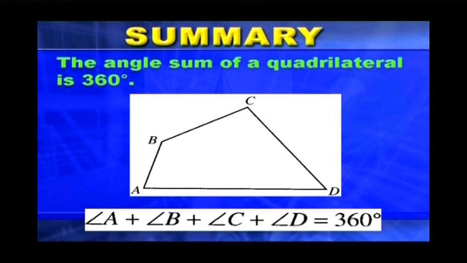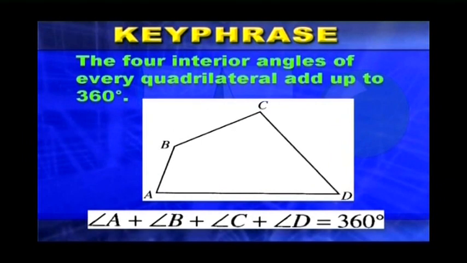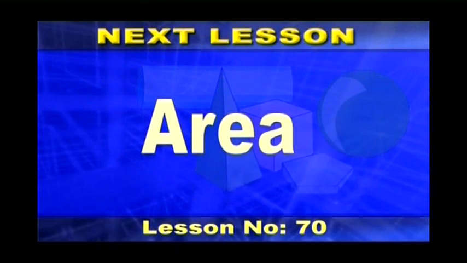With that, our key phrase for today's lesson: the 4 interior angles of every quadrilateral add up to 360 degrees. And our next lesson topic is on area.